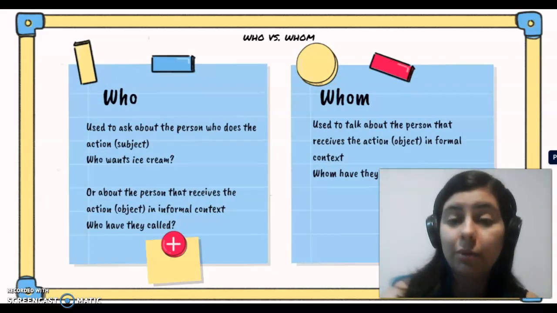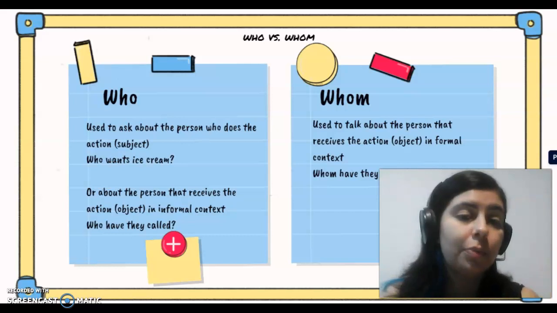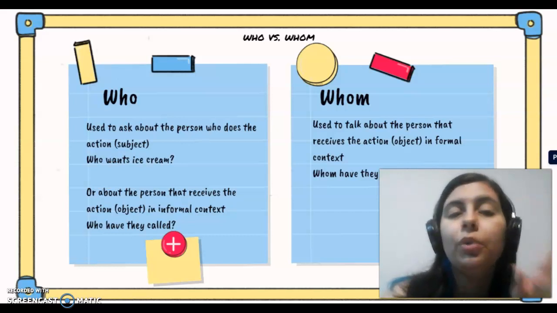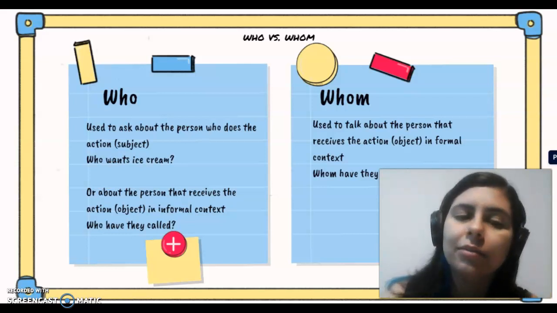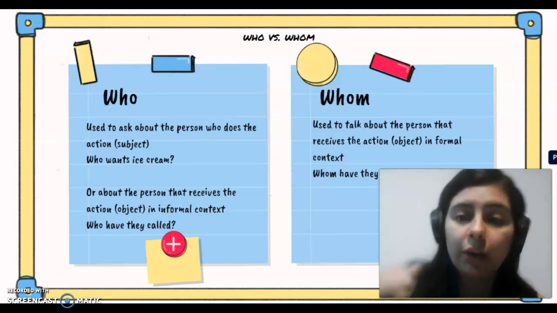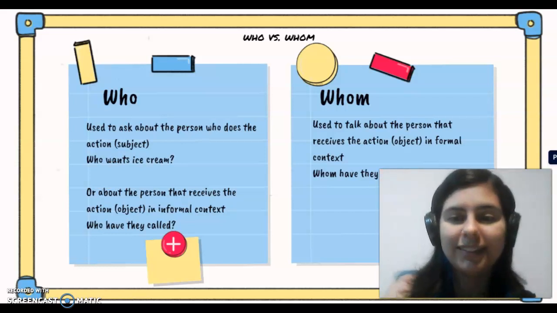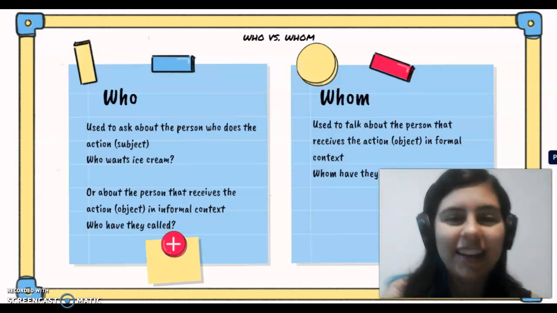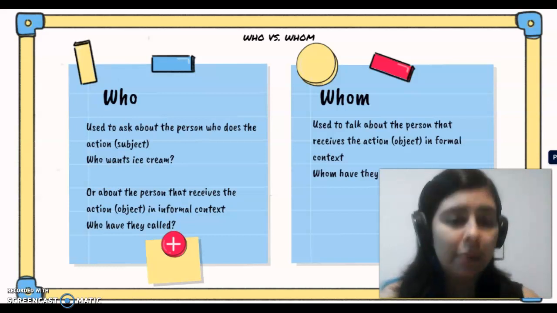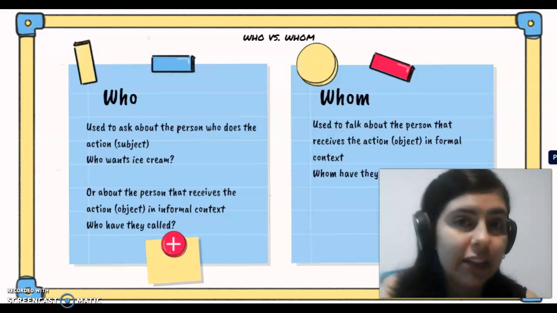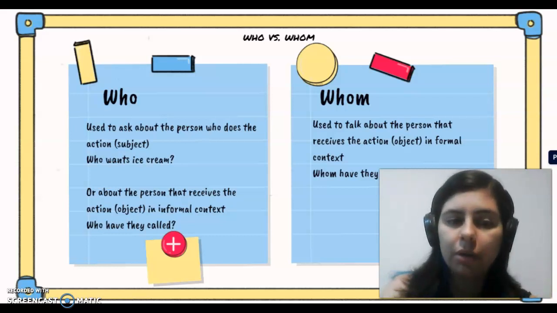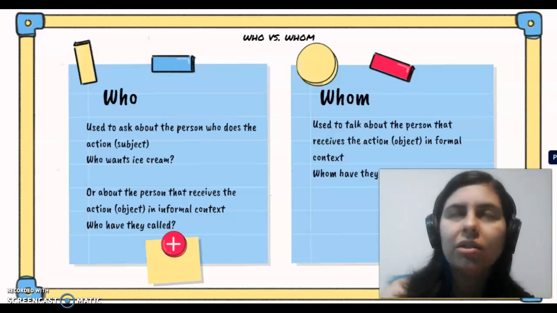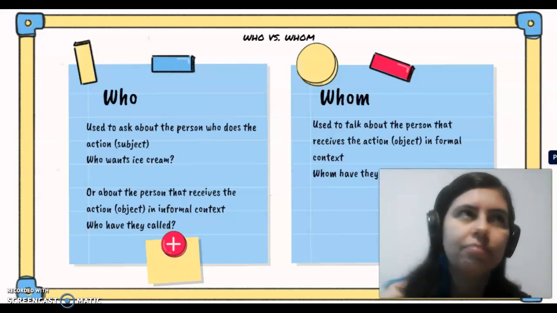Who, as we said before, is used to talk about the person, but specifically the person who does the action, aka the subject. For example, who wants ice cream? By the way, me. Or to ask about the person that receives the action, the object, but in a more informal context. Who have they called? Oh, they haven't called anyone. Or, oh, they have called their parents.